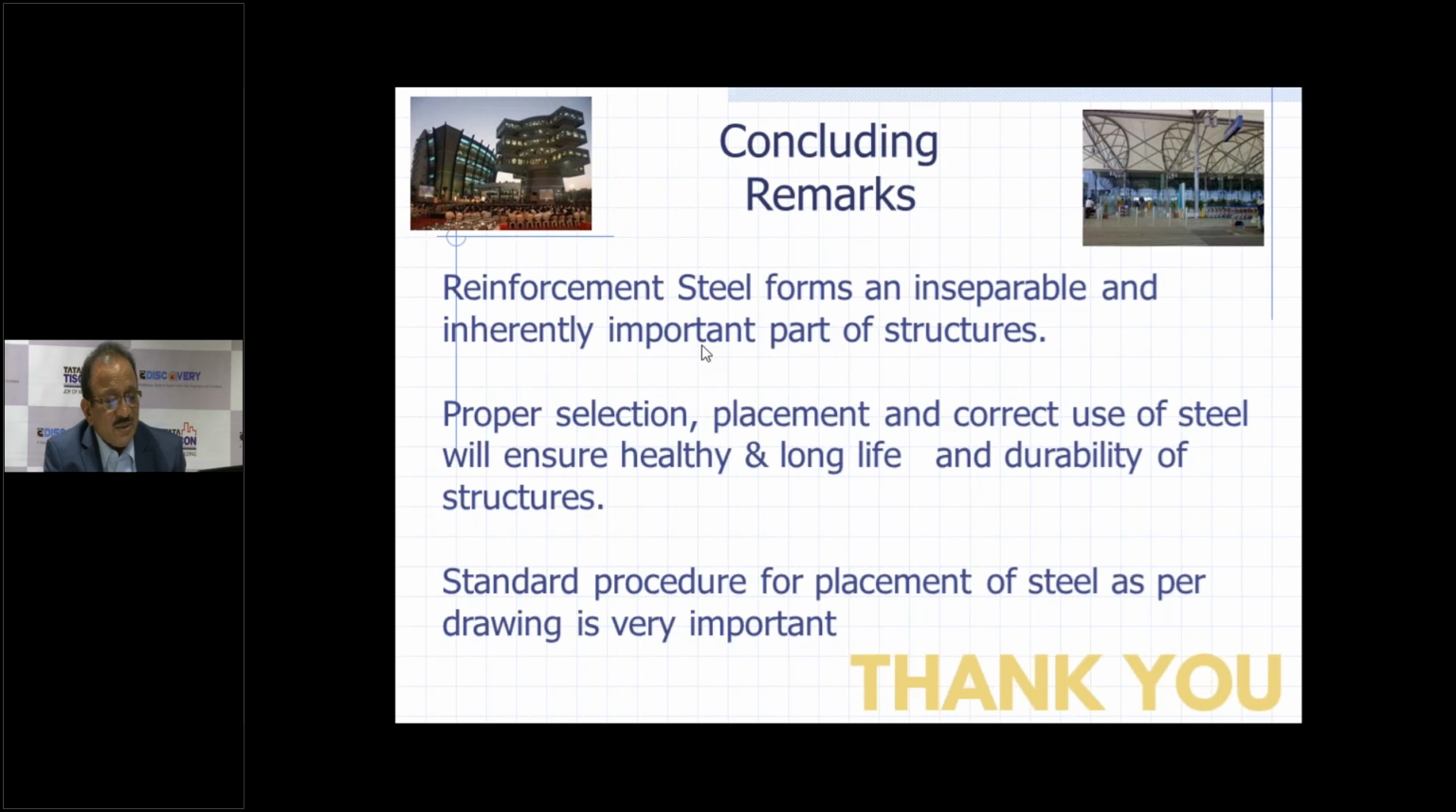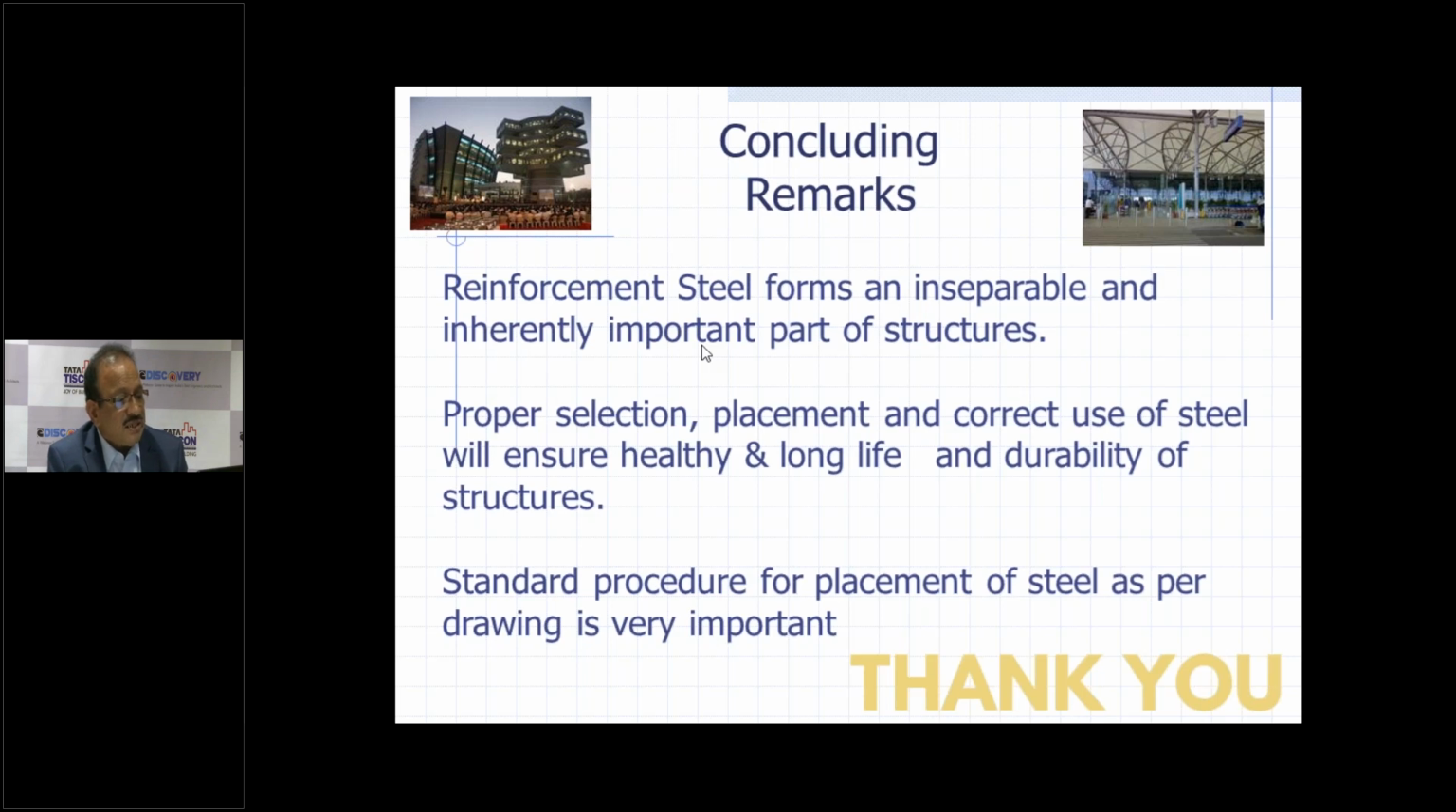Then the second question is, what is the percentage of scrap? It is very difficult to say, but you can expect anywhere between 2 to 4% scrap to be generated in the construction work. Then, RCC consultants don't allow plastic cover blocks, but you are telling us to use plastic cover blocks.